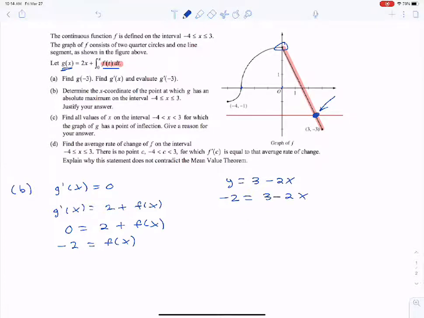And I get x equals 5/2. So that right there, this point right here, 5/2, whatever, because I don't know what the y value is. Actually, I'm sorry, I do know what the y value is. Why am I saying I don't? It's -2. That x equals 5/2 is my critical value. Okay. Any questions on how I found the critical value?